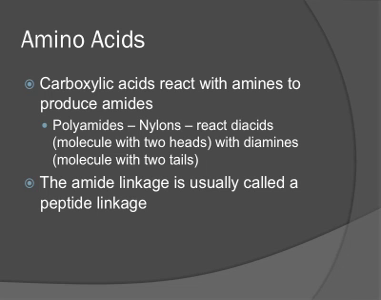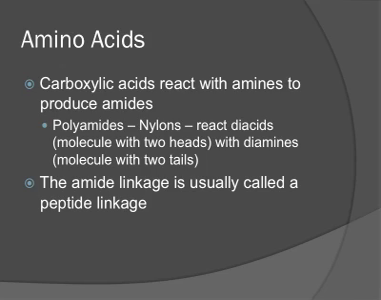Okay, so carboxylic acids usually react with amines to produce amides. We're going to be doing a lot of vocabulary today, and I promise you it's not so bad. But a polyamide, poly usually means many, so a polyamide is going to mean lots of amides all put together. This is an example, this would be nylons, and these react diacids.